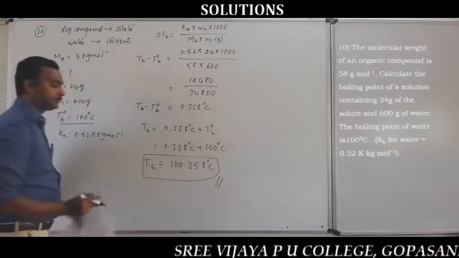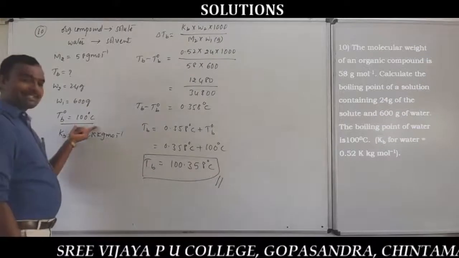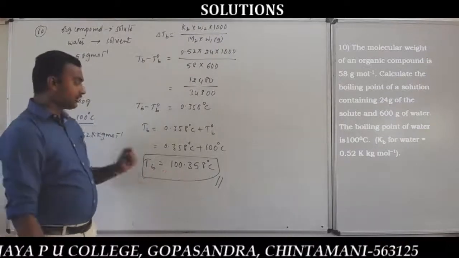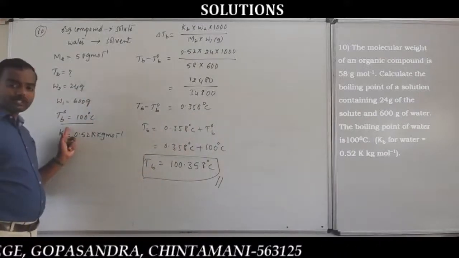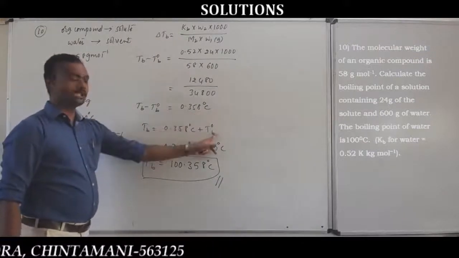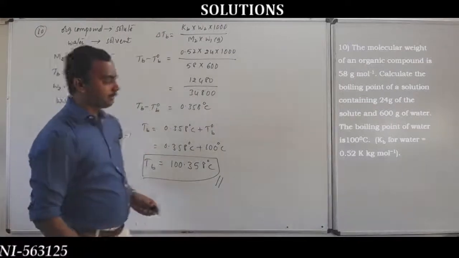So the boiling point of a solution is always higher than that of the solvent. The solvent is at 100 degree Celsius, and the solution boils higher, so there is an elevation of boiling point. Remember, T0b is 373.15 Kelvin, so in Kelvin the answer can also be given. So that's about problem number 10.